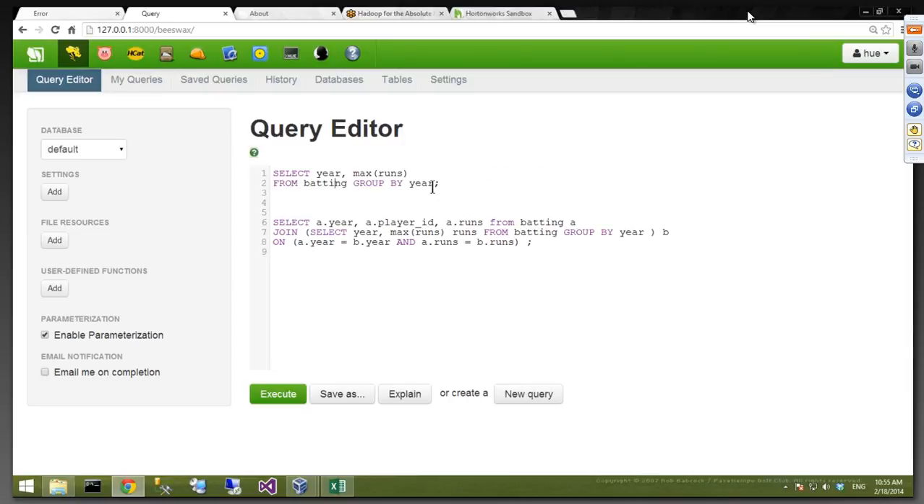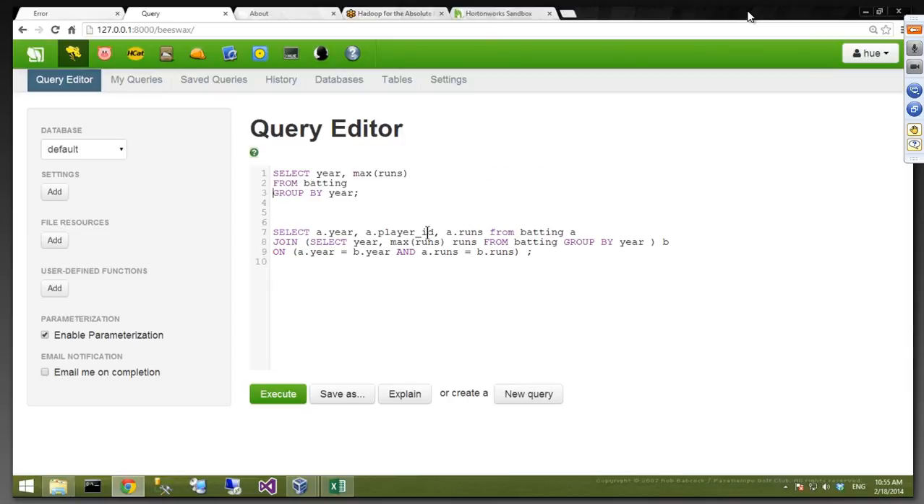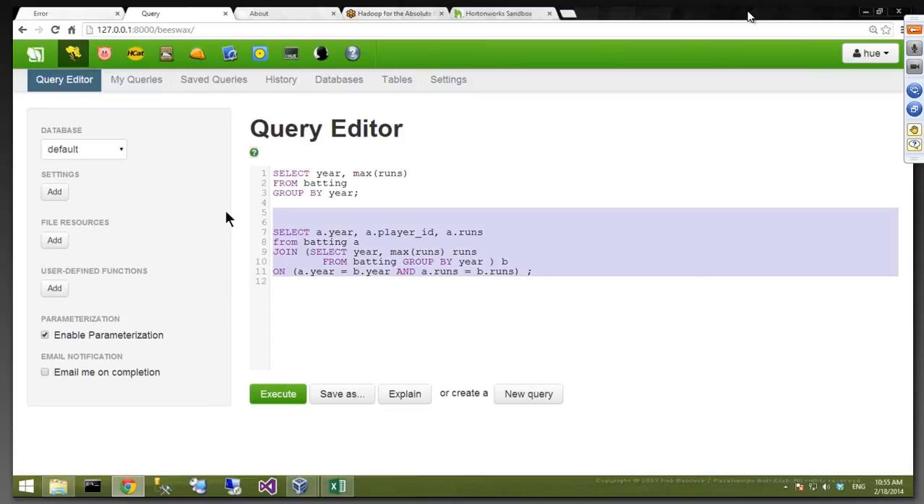You guys know this. You guys know group by year, max run. So that's one way, right? Here's another way. This is me taking a subquery, just like you guys know and love subqueries, and then aliasing it, and then joining that subquery alias on year and on runs, and then querying and getting the results back.